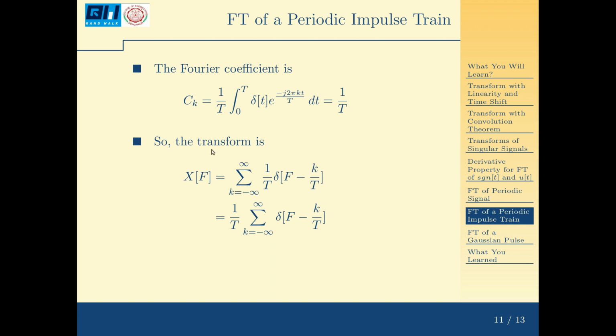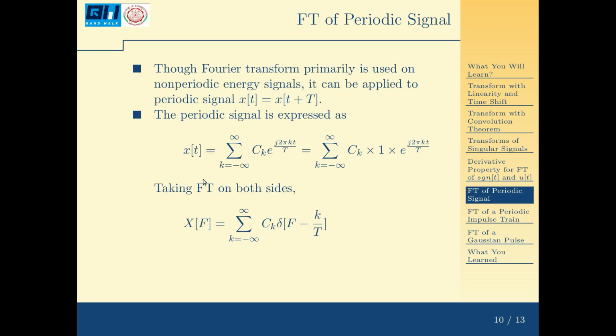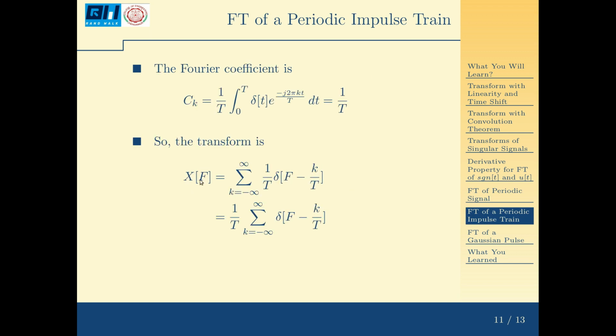Okay. So what is the Fourier transform? By the earlier theorem, we know that X(f) is sigma k from minus infinity to infinity c_k delta(f minus k by T). So this becomes X(f) equals sum over k from minus infinity to infinity of 1 by T, this is my c_k, delta(f minus k by T), or it is 1 by T sum over k from minus infinity to infinity of delta(f minus k by T).